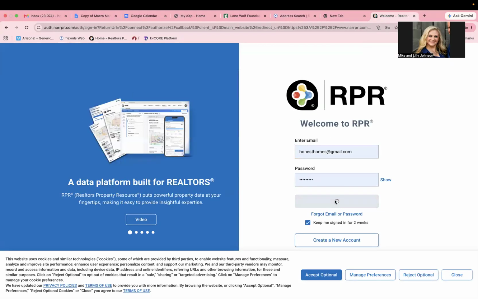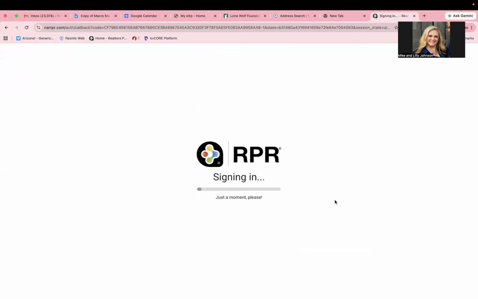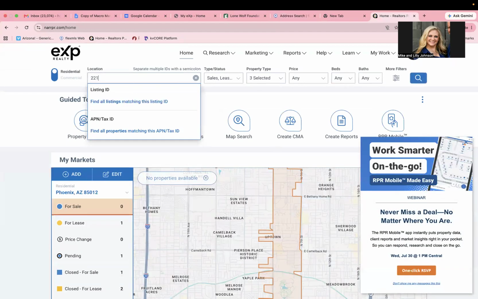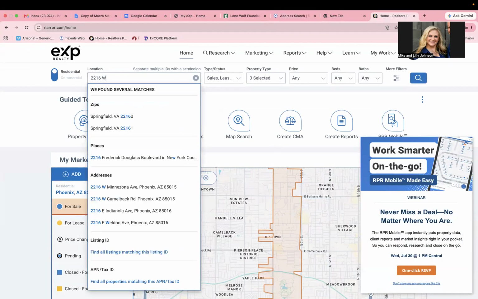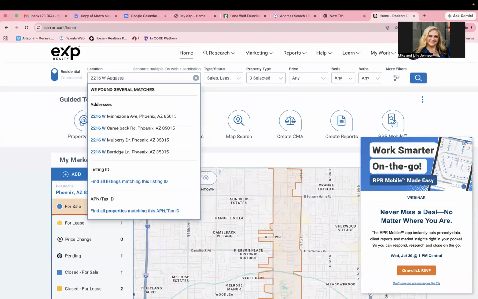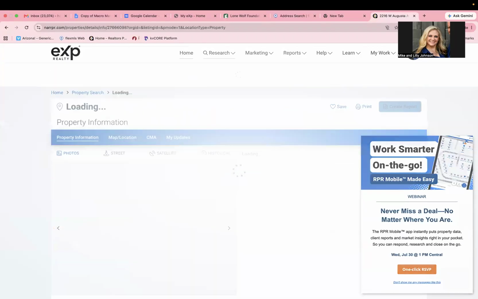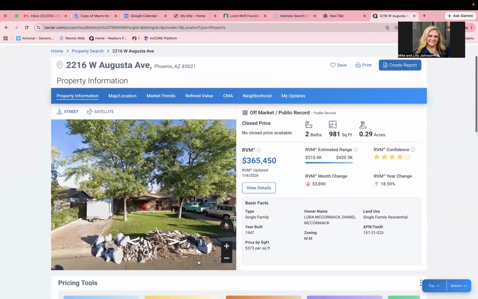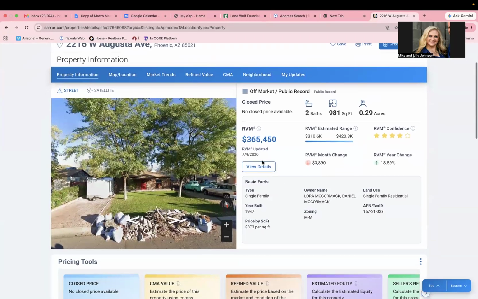I just switched to RPR and I'm going to type the address in right here. RPR is going to be similar to like Zillow, hopefully a little bit more accurate. So you'll see this gives me an RVM.